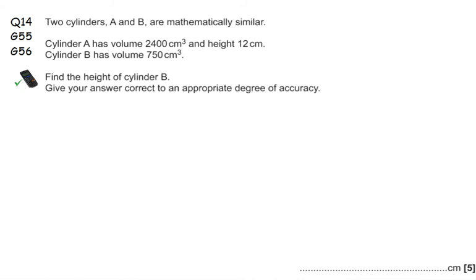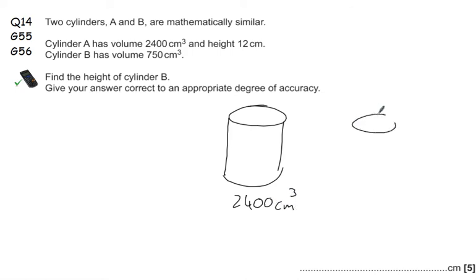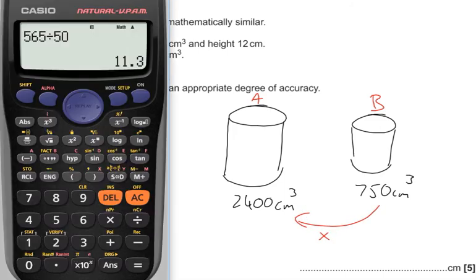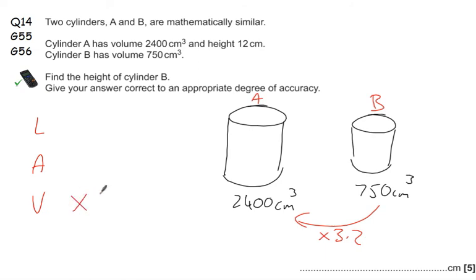Two cylinders A and B are mathematically similar. Cylinder A has a volume of 2400 centimeters cubed, A is bigger, and B is 750 centimeters cubed. I need a scale factor, so I've got A, I've got B, I've got length, area, and volume, and the scale factor, and I'll just work backwards. How do I get from there to there? 2400 divided by 750 is 3.2. So the scale factor for that is 3.2.